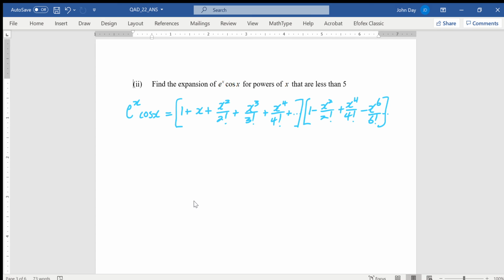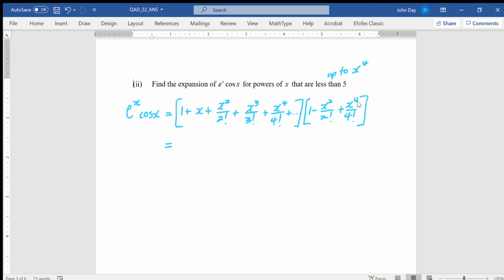Now they want that up to x to the power of 4, anything that will times out to be up to x to the power of 4. So this term that I put at the end of here, irrelevant, it's not going to be helpful. But the others are all possible. We can ignore some of the multiplications, but we'll have to do some of them as well.